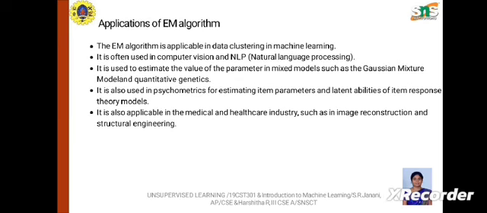And the next thing, the applications. The EM algorithm applies in various fields such as data clustering in machine learning, and it is often used in computer vision and NLP, which is natural language processing. It is also used to estimate the parameters of mixture models such as the Gaussian mixture model, and in quantitative genetics. It is also used in psychometrics for estimating item parameters and latent abilities of item response, and it is applicable in the medical and healthcare industries. So these are some common applications of the EM algorithm.